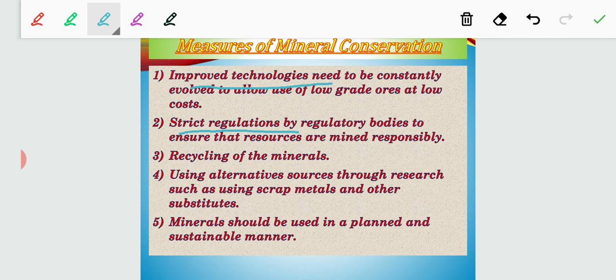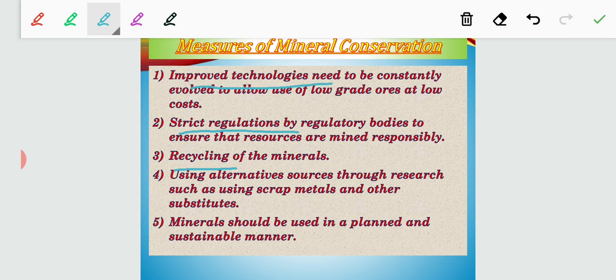Third, recycling of the minerals. I am just giving a very common example. The female section is very fond of gold jewelries, but the design changes according to the time period. So, now if the design gets old fashioned, what they used to do? They used to give the old jewelries to the goldsmith, and the goldsmith melts it once again, and gives a new design and makes that ornament. So, what is this? It is recycling of the minerals.